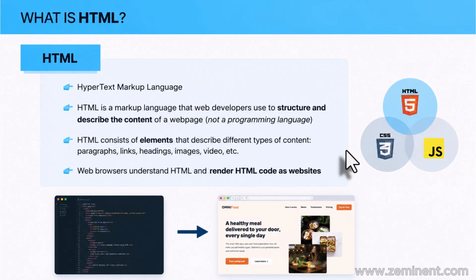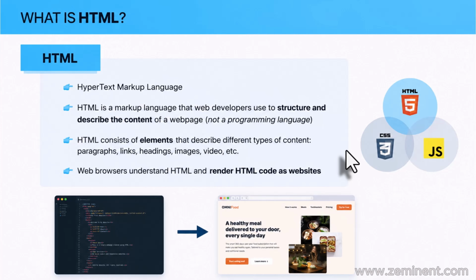So, what exactly is HTML? HTML is a markup language that developers use to structure and organize the content of a web page. Notice that I said markup language, not a programming language. Unlike Java or JavaScript, HTML does not perform calculations, make decisions, or execute logic. Instead, HTML tells the browser what each piece of content is. For example, it tells the browser this is a heading, this is a paragraph, this is an image, this is a button, this is a navigation menu. In simple words, HTML gives meaning and structure to the content on a web page.